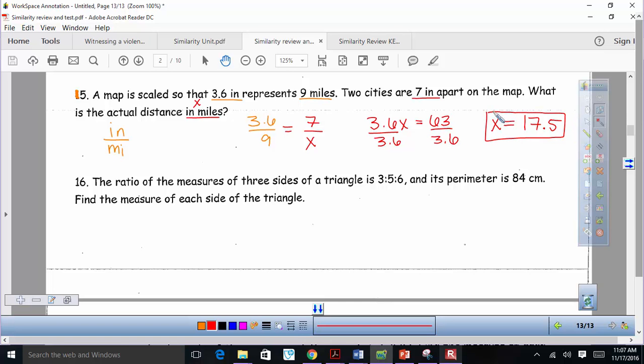Miles over inches? Yes, as long as you keep it consistent on both sides. Yes, you could do it that way.